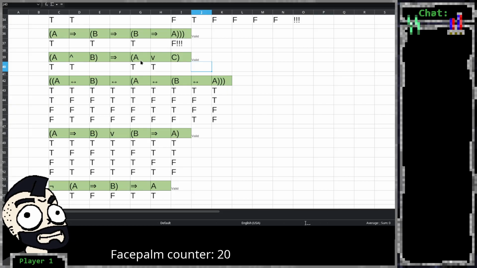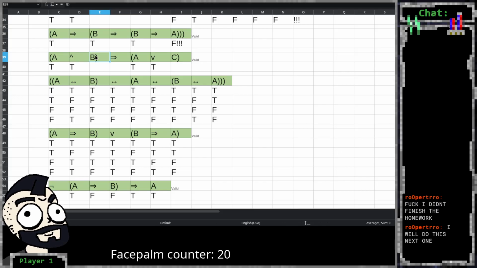A and B implies A or C. Intuitively, this makes sense because if A and B is true, oh, I didn't finish the homework. I will do this next one.